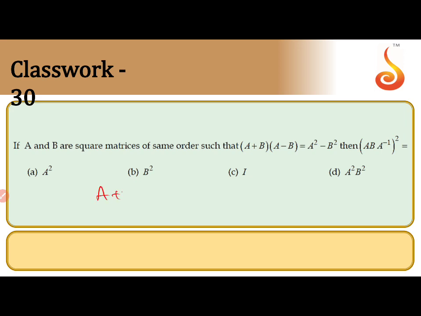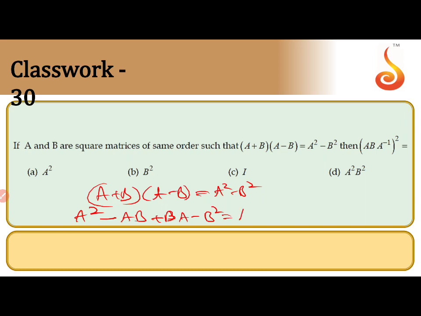The first thing, (A plus B) into (A minus B) is given as A square minus B square. You have to multiply normally: A square minus AB plus BA minus B square. Multiply properly. Order is important in matrices. This equals A square minus B square. A square cancels, B square cancels. So minus AB plus BA equals 0. That means AB equals BA. So from the data, we got AB equal to BA.